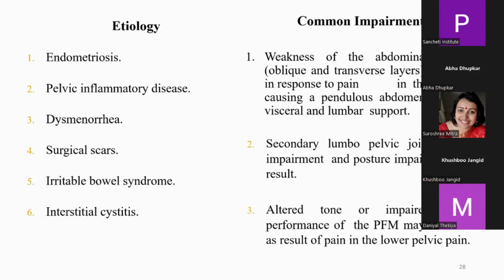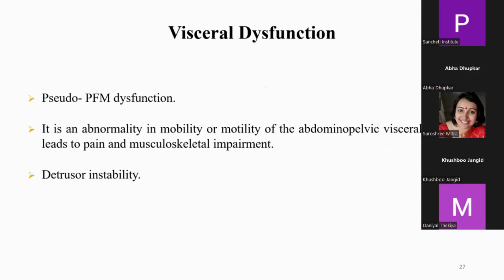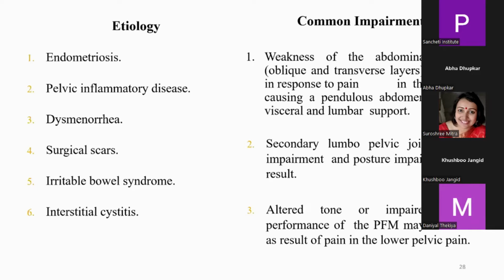Now, basically, the etiology is very condition oriented. It means any pathology associated with the pelvic floor can lead to this type of dysfunction, that is visceral dysfunction. So the first etiology is endometriosis, then second, pelvic inflammatory disease. Then comes dysmenorrhea. Then comes surgical scar. Then I think I've mentioned the last two also in previous few slides, that is irritable bowel syndrome and interstitial cystitis. So all these conditions can lead to such kind of visceral dysfunction.